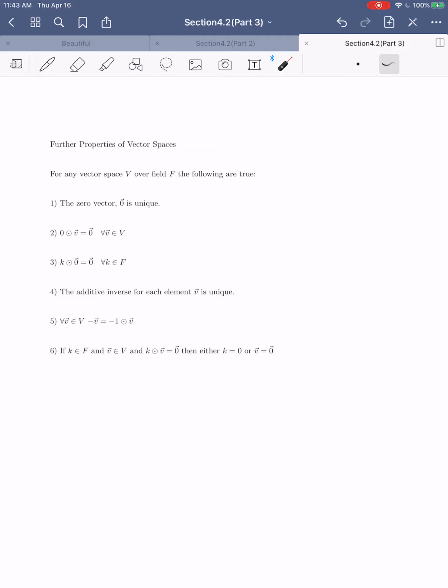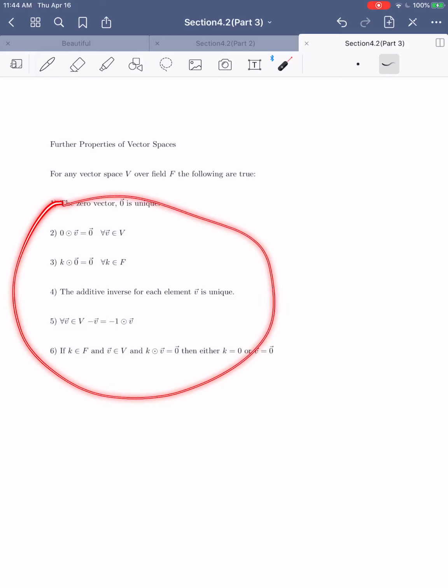When you have standard operations, you can assume that the 0 vector is going to be a vector of zeros, and that additive inverses are just going to look like the negative of the normal vector. But when you have non-standard operations, things can be a little weird. So how do you actually figure out what is going to be your 0 vector or what is going to be your additive inverse? Well, these properties tell you how to do it.